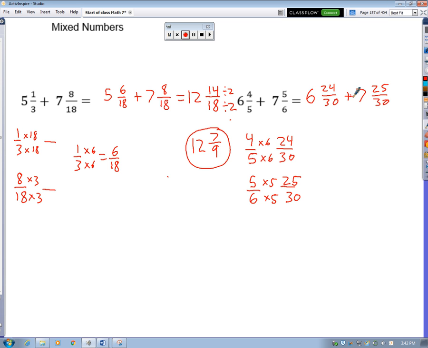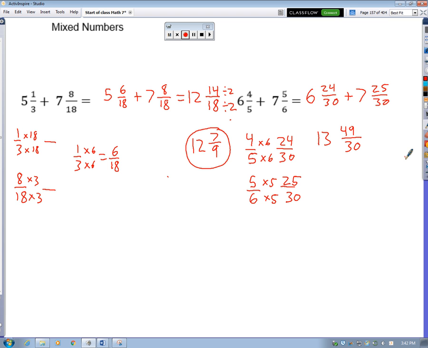So add your whole numbers together. I'm going to write it down here so I have some more space. 13, 6 and 7, 13. Now add your numerators. 24 and 25 is going to give me 49. And then just keep 30 on the bottom. Alright, don't add that.